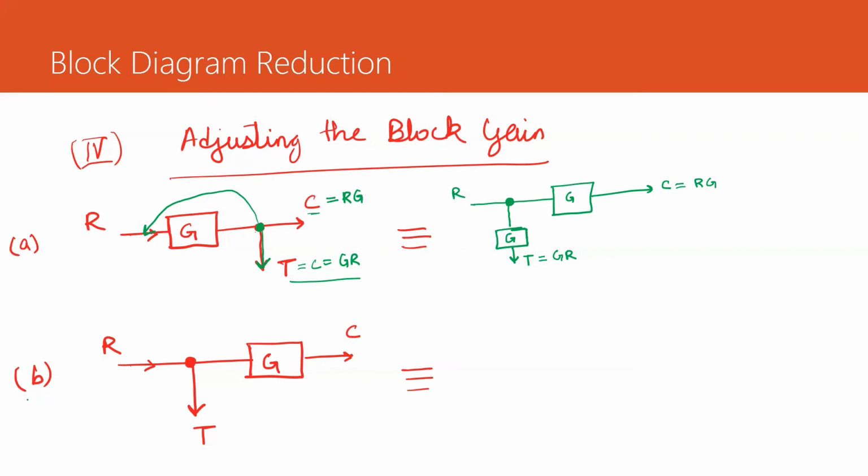And in the second case, suppose we have a takeaway point over here, and I want to move this particular takeaway point after a block G. Over here we have it before a block. Now over here we want to move this takeaway point after a block G. So now you can see we have T which is equal to R, but C which is equal to R into G. So if I move this takeaway point to this particular location, we have T which is equal to R into G. So I want to remove a G from this location.